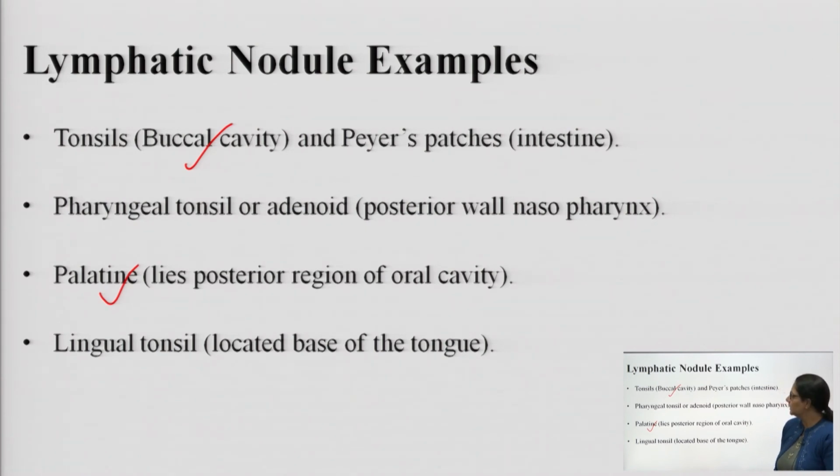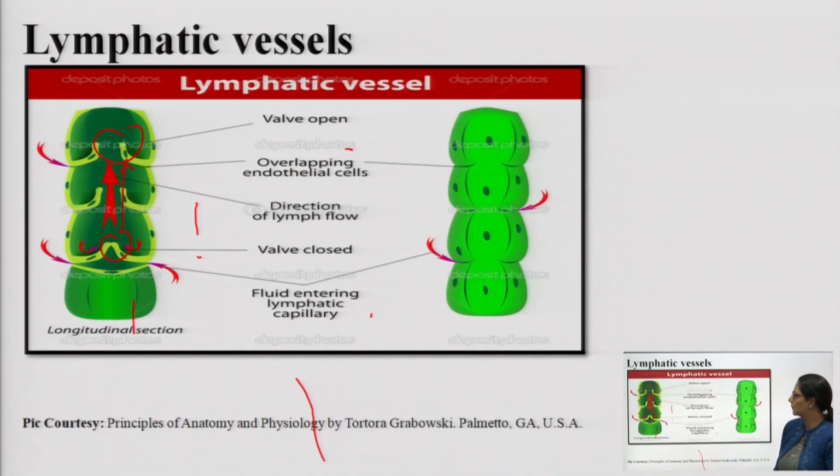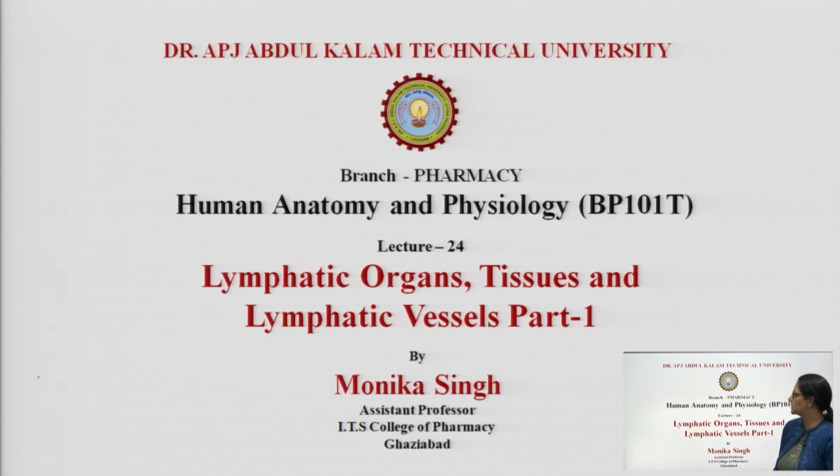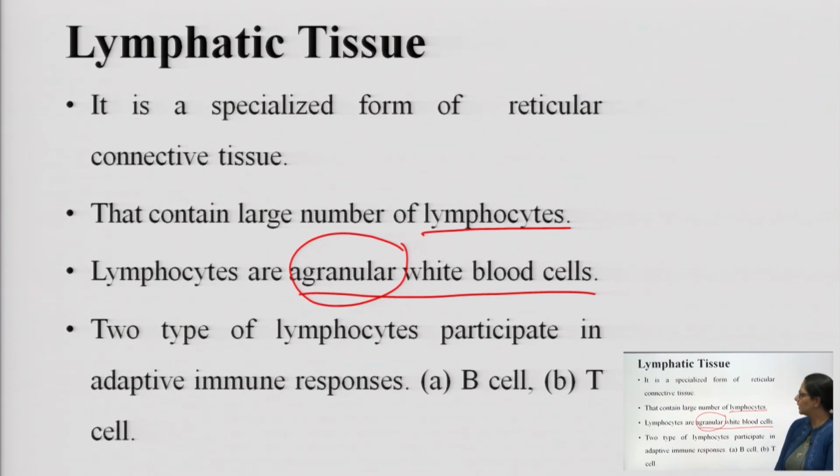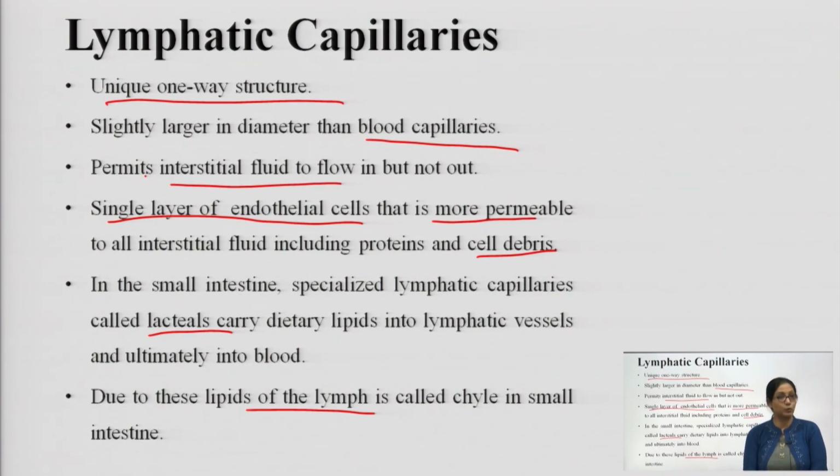So in today's session I want to discuss the lymphatic tissues, which are specialized reticular connective tissue, and lymphatic capillaries, which are unique one-way structures. They are smaller in diameter as compared to blood capillaries, and they have a single layer of endothelium lining. The lymphatic capillary of the small intestine is called a lacteal, which is enriched with dietary lipid content.